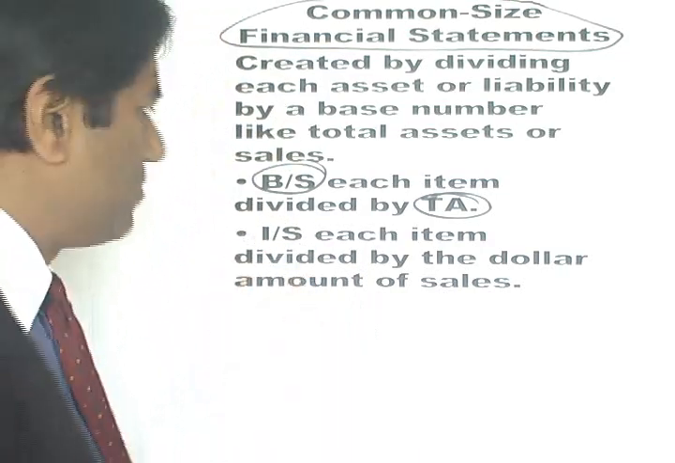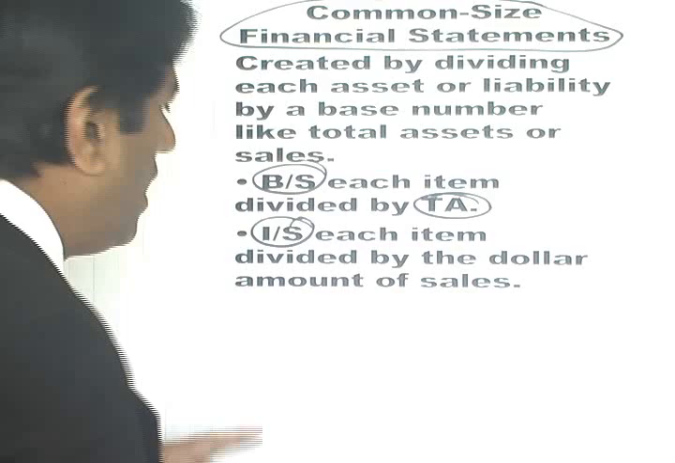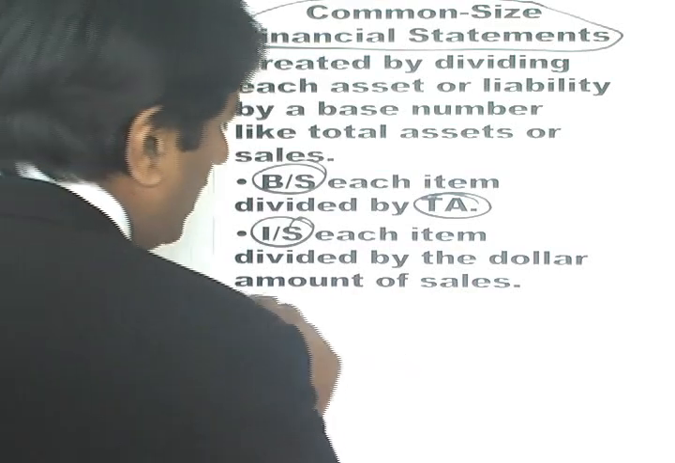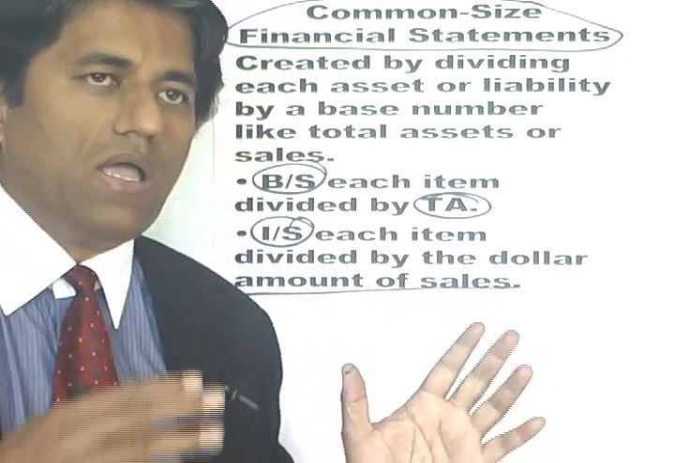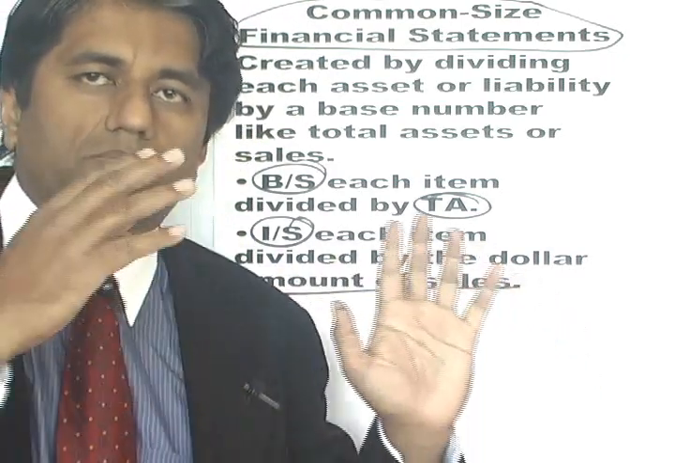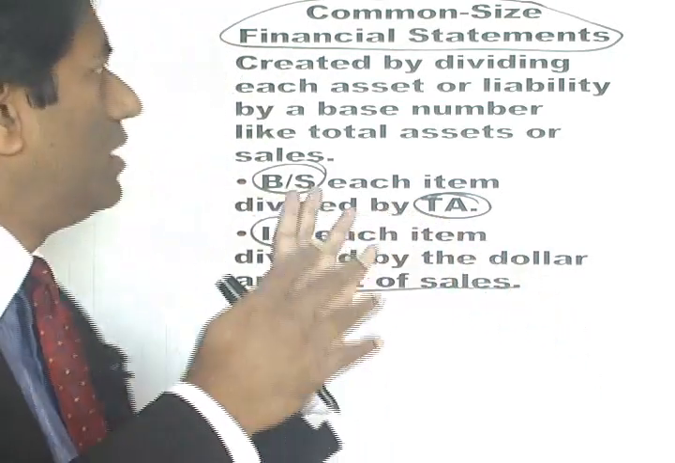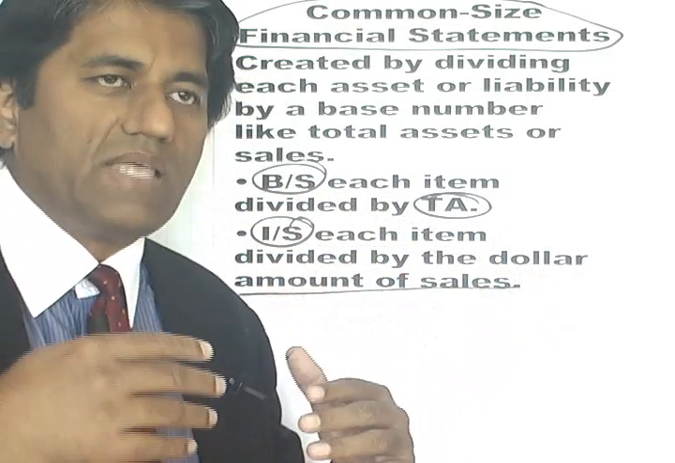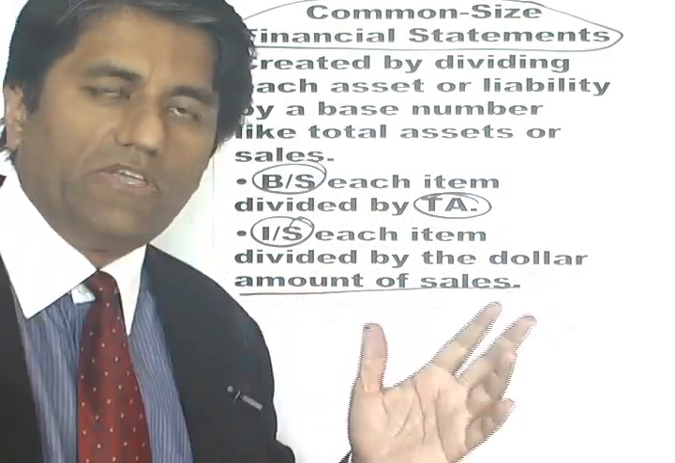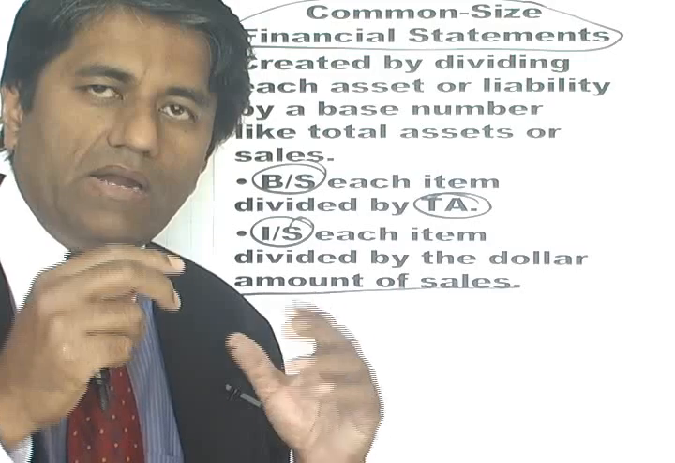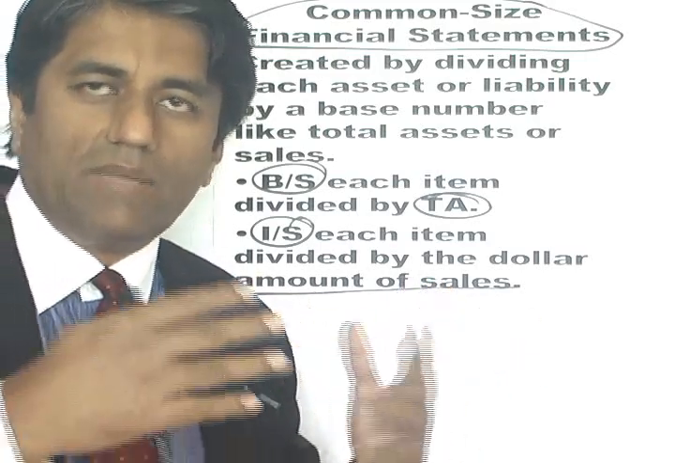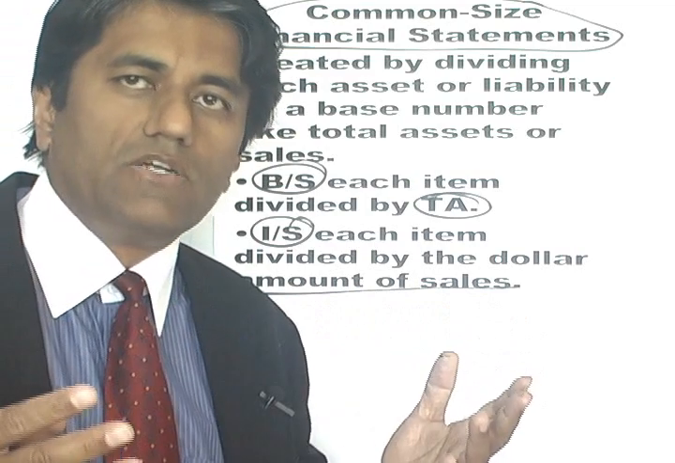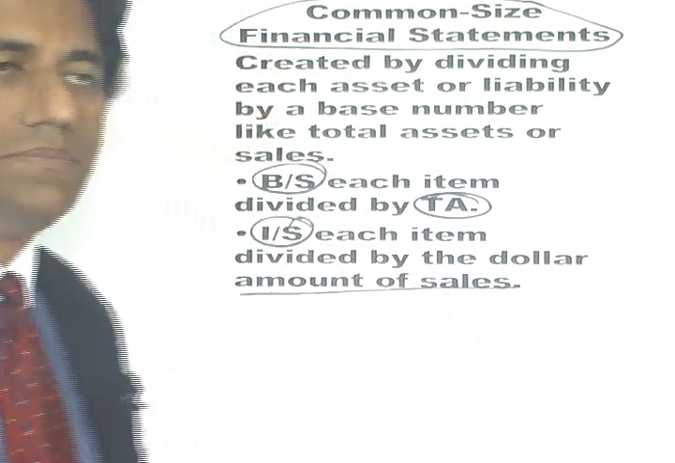For the income statement, you divide by the dollar amount of sales. So what these common size financial statements do is that instead of giving you numbers, they give you percentages or ratios. And sometimes that's easier to use for analysis.